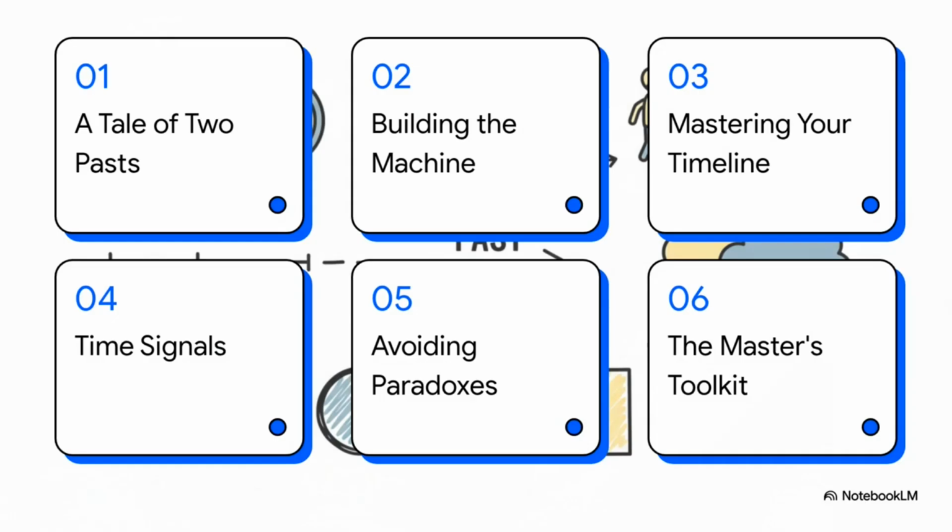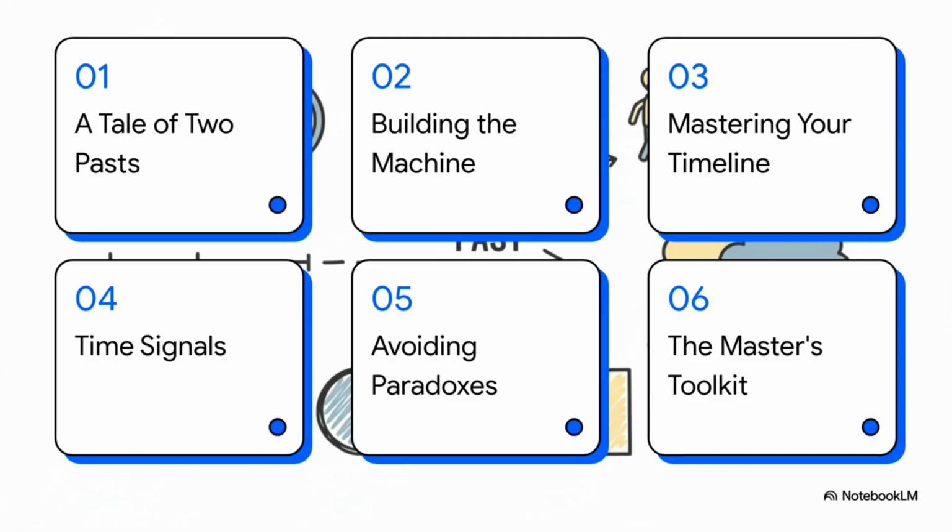Let's dive in. All right, so here's our game plan. We're going to start with the problem, that jumbled timeline. Then we'll actually build our time machine and get you familiar with the controls. After that, we'll learn its navigation system, how to avoid a few time paradoxes, and finally, we'll pack up your own master's toolkit.